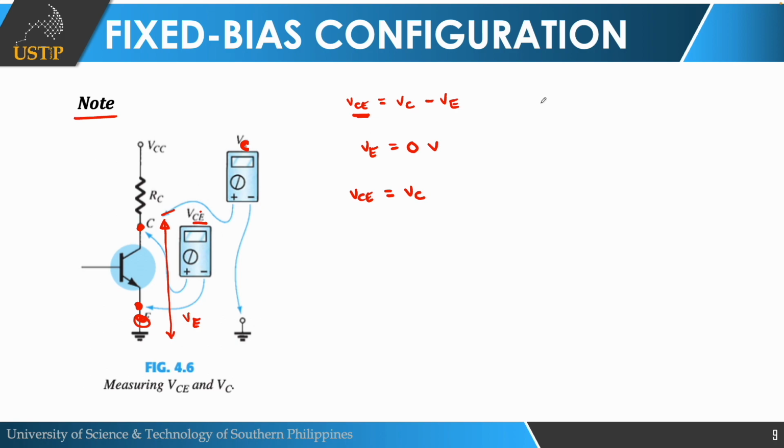It's also the same with the expression of your VBE. That is equivalent to VB minus VE. Again, in this case, our VE is 0. So VBE is simply equal to VB.